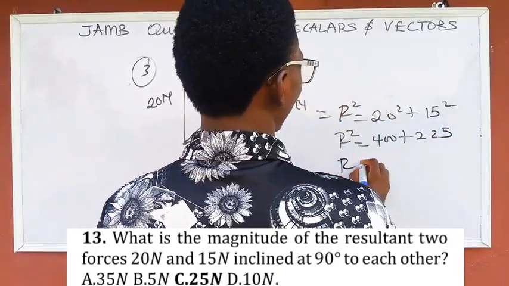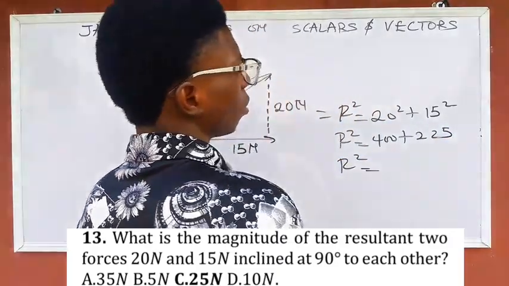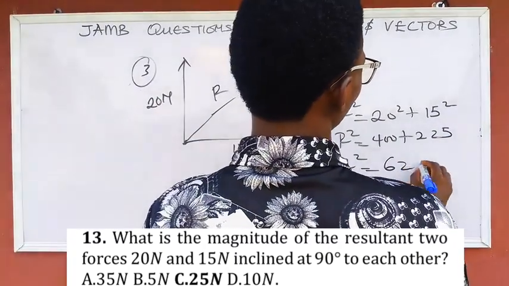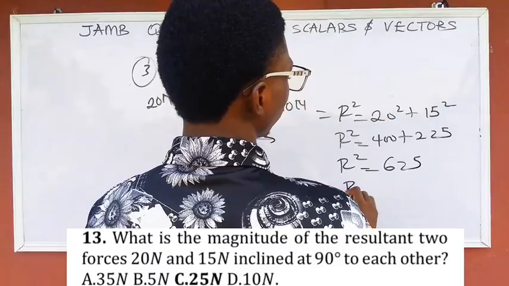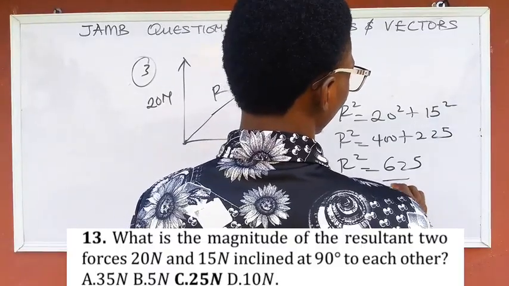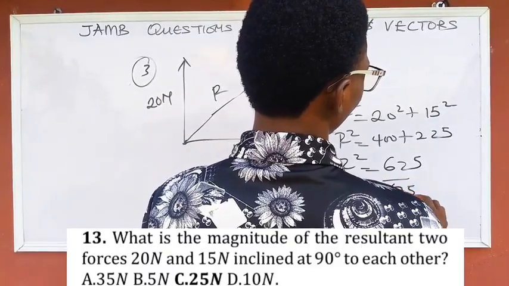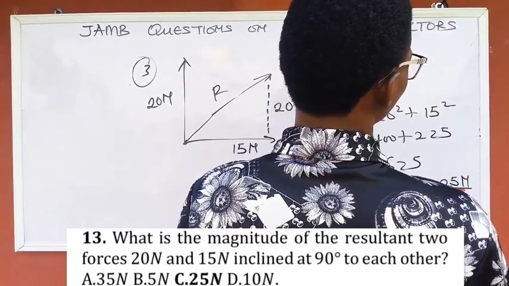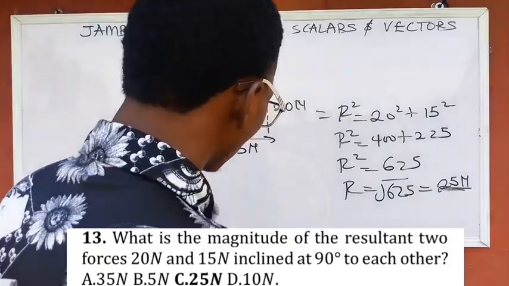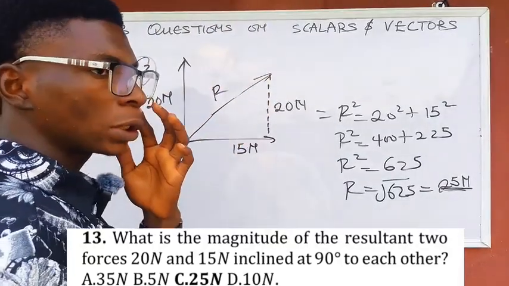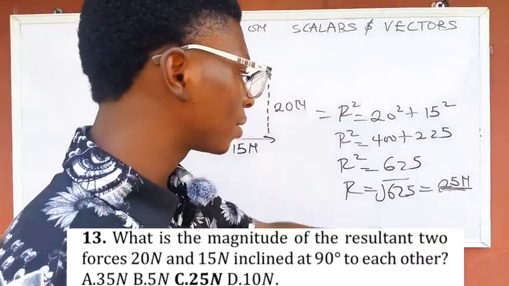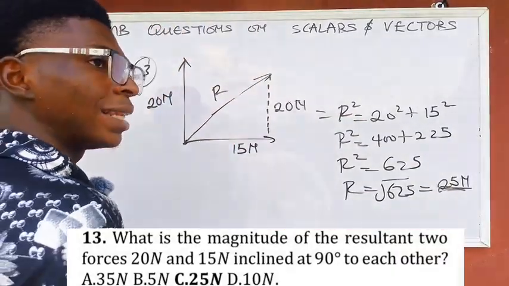So R squared is 400 plus 225, that will be 625. Then take the square root of R, that will be the square root of 625. That will be 25 Newton. 25 Newton. So that will be the resultant magnitude. We haven't calculated the direction now.